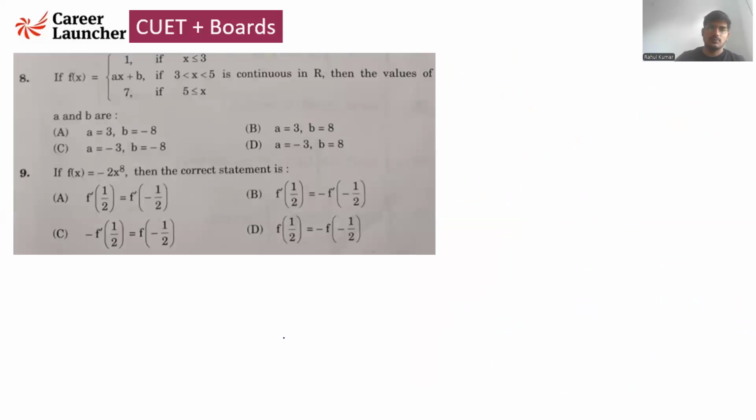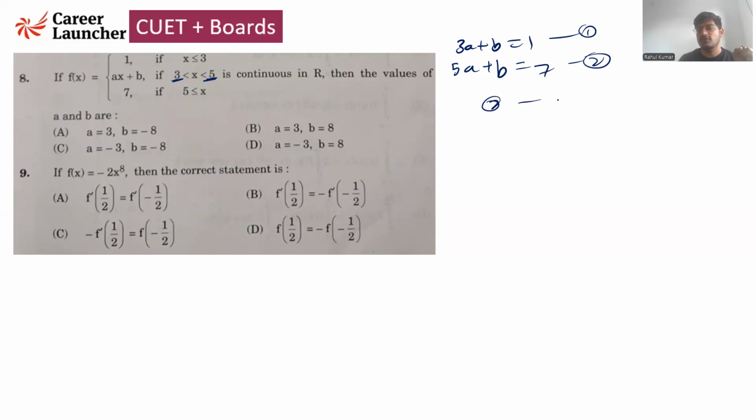Now we have the next problem, the eighth question. The function is given as continuous. We need to find the value of a and b. How can we find this? Just substitute x is equal to 3 here. You will get 3a plus b is equal to 1 because the function is continuous here. When you substitute x is equal to 5 here, you will have 5a plus b is equal to 7. Now this is my first equation, this is my second equation. Apply the operation second equation minus first equation. You will get 2a is equal to 6 and the value of a is 3.